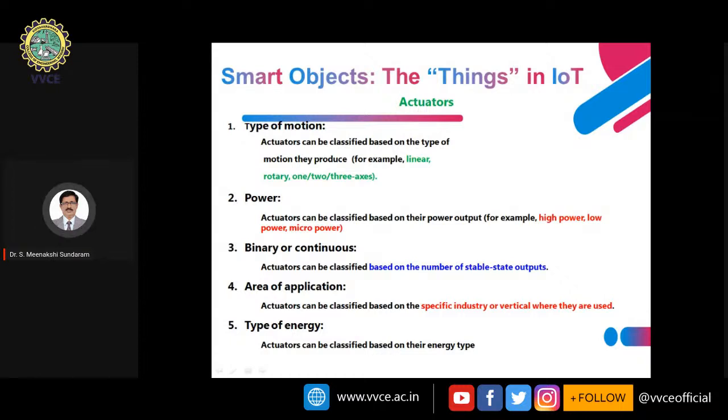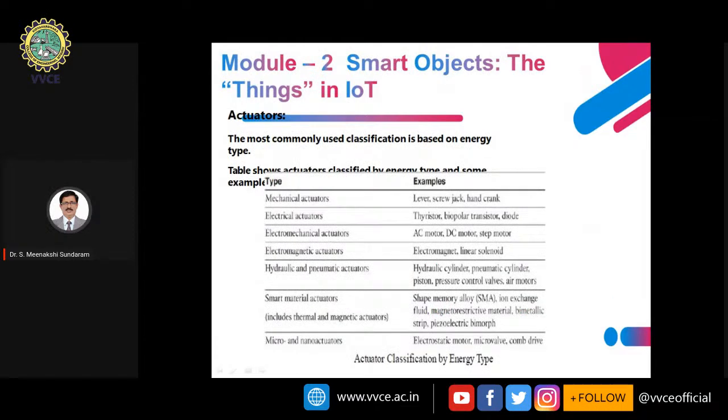Similarly, based on the area of application, actuators can be classified based on the specific industry or vertical where they are being used. And based on the type of energy, what energy is used for converting into action. So these are some of the variety of actuators. Mechanical actuators, for example, we can understand from the lever, screw jack or a hand crank. Electrical actuators, for example, we can understand from the thyristor, bipolar transistor or a diode.